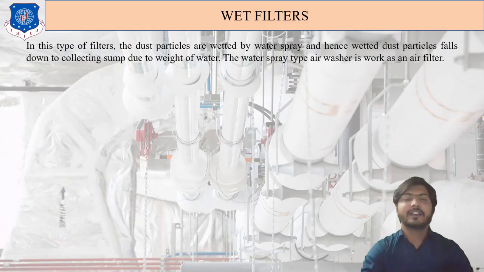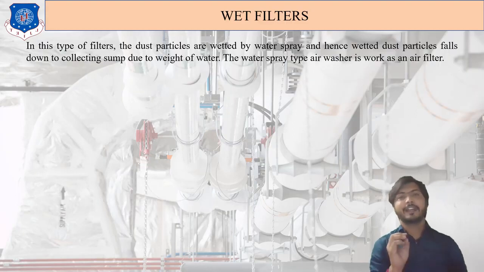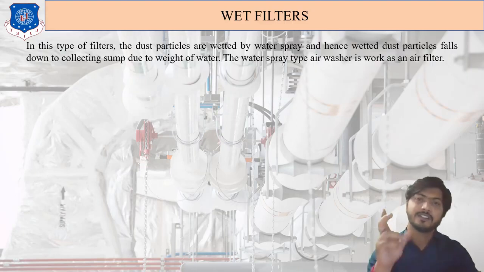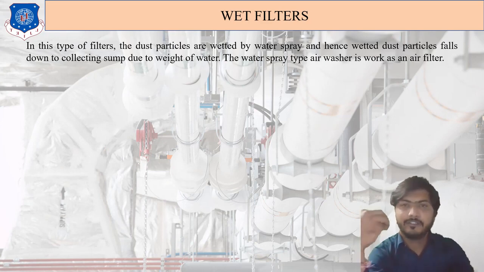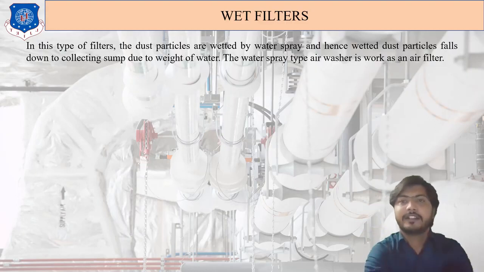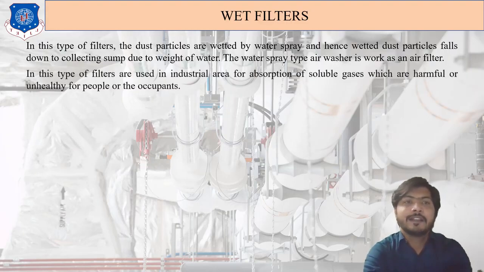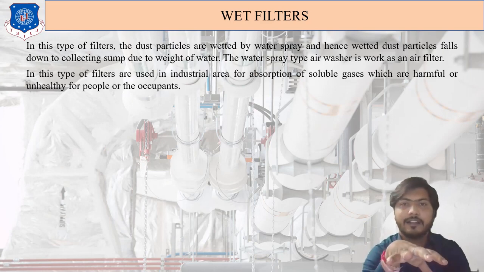Next is the wet filter. In this type of filter, the dust particles are wetted by the help of a water spray. An air washer is an example of a wet filter, as we already discussed. In an air washer, water is sprayed on the dust particles so that the particles are wetted and, due to density or gravity, settle down. The wetted dust particles fall down and are collected in the sump due to the weight of the water. The water spray type air washer works as a filter. These wet filters are used in industrial areas.